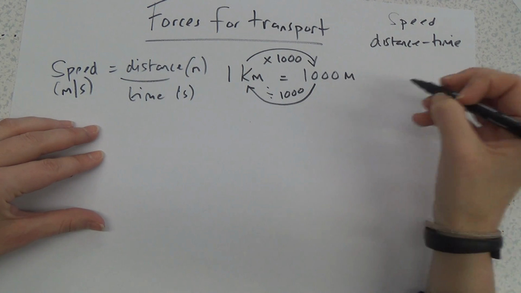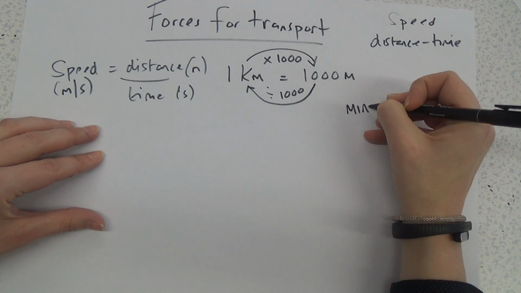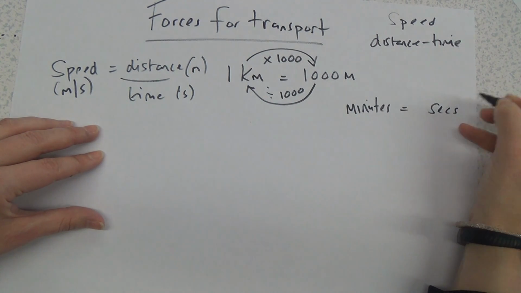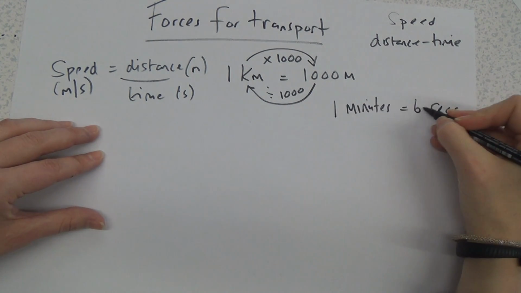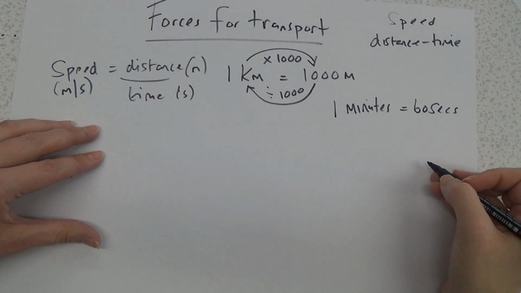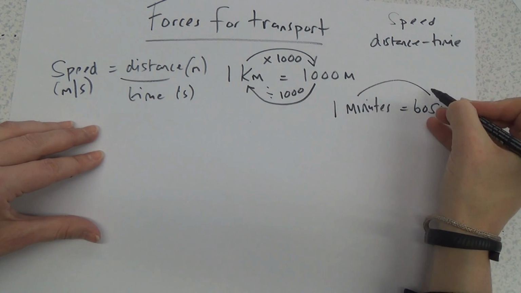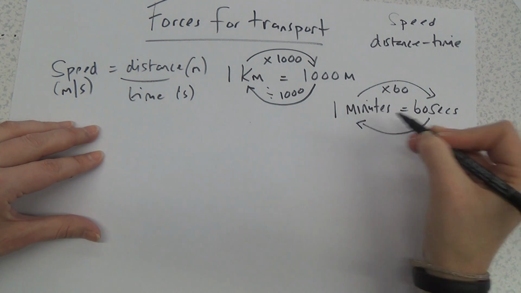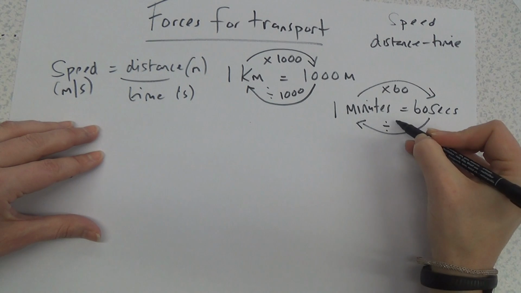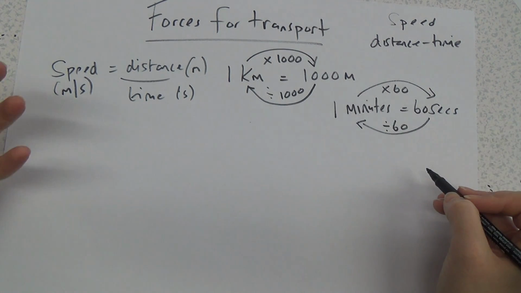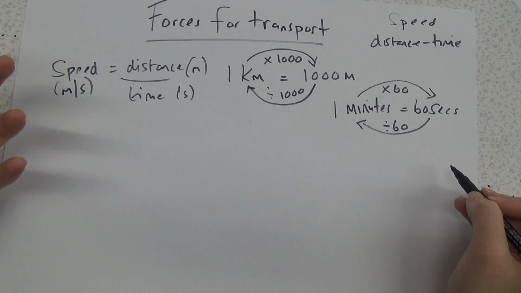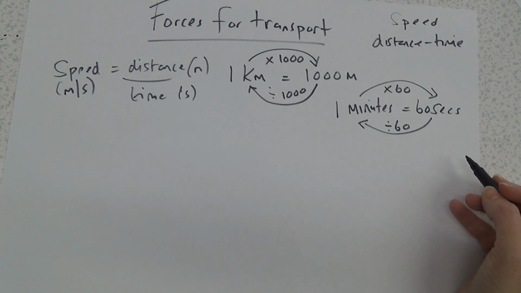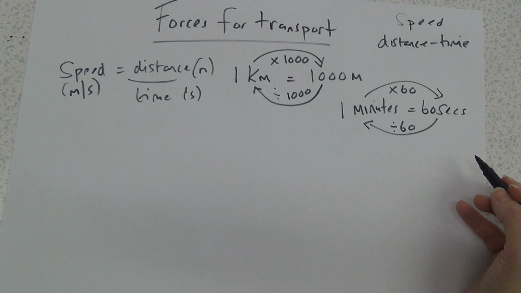Another possible unit swap you might have to do is time. Time may be given to you in minutes instead of in seconds. 1 minute is equal to 60 seconds. So if you want to go from minutes to seconds, you multiply by 60. And if you want to go from seconds to minutes, you divide by 60. So there might be times where you have to change your units a little bit.